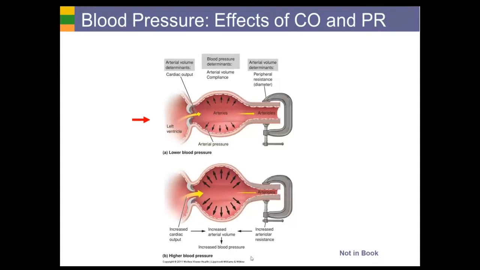Now, let's say we increase cardiac output, right? So now the amount of blood flowing into your arteries is greater. And at the same time, we increase peripheral resistance. There's vasoconstriction of these arterioles. So now we have more blood entering the arteries, and there's resistance to blood leaving the arteries. So the volume of blood in the arteries increases, and blood pressure increases.